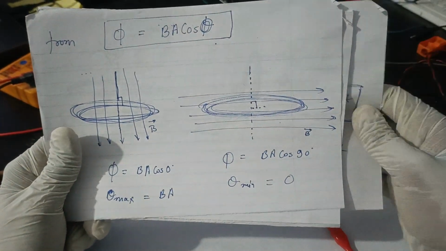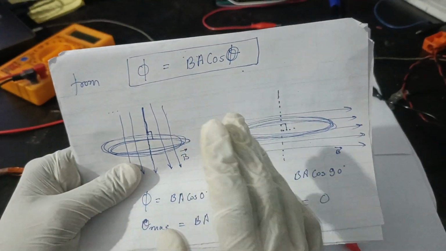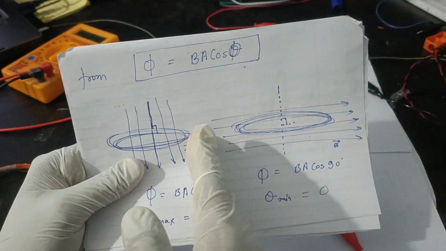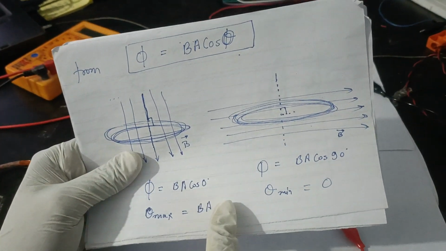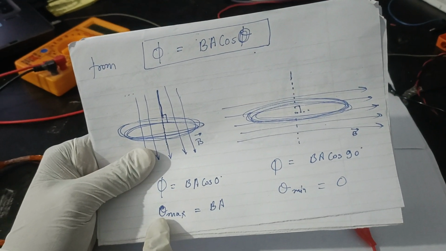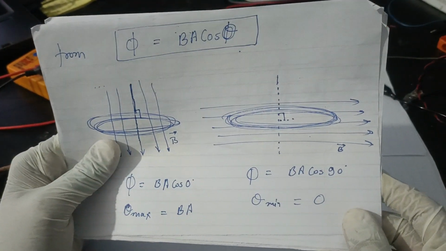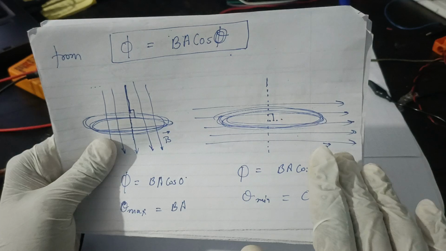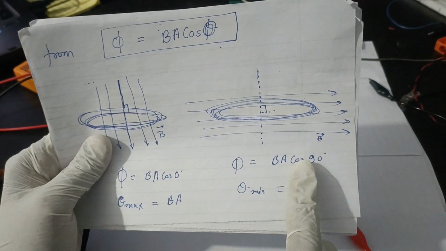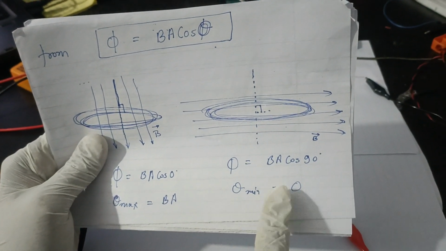From the formula of the flux, which is BA cos phi, suppose this is the axis of a coil, and if the magnetic field makes a 0 degree angle with the axis, then cos 0 will be 1 and we get the maximum flux linkage with the coil, which is BA. And if the magnetic field lines are perpendicular to the axis of the coil, then the angle will be 90 degrees and cos 90 is 0, then we get the minimum flux linkage.